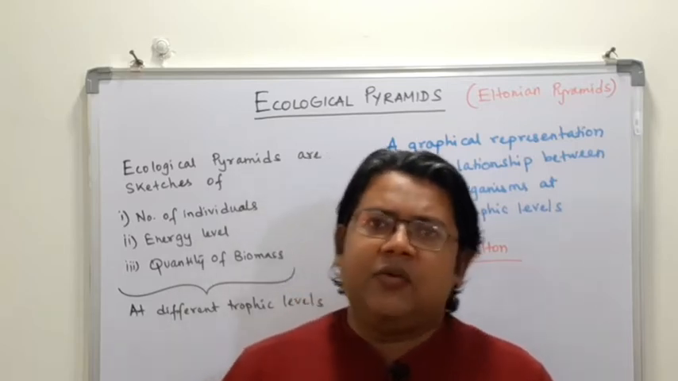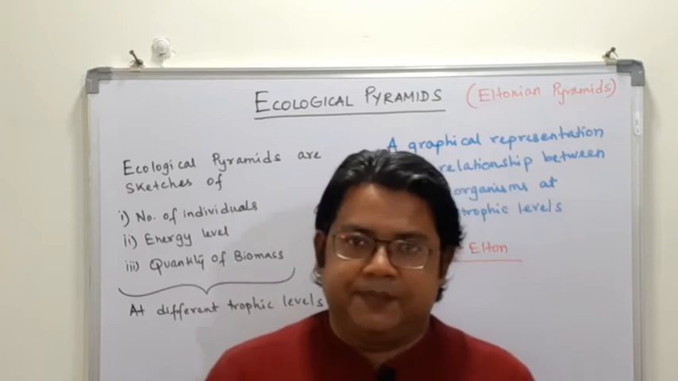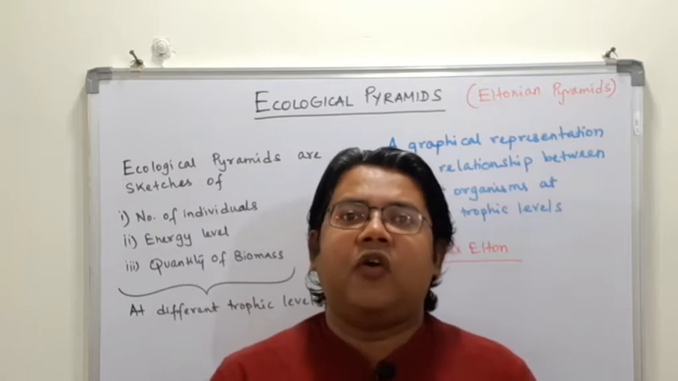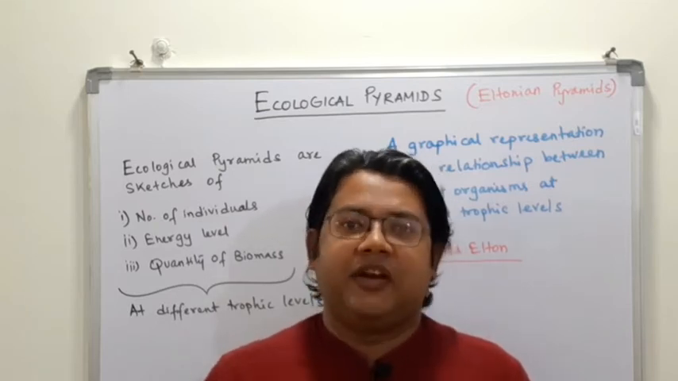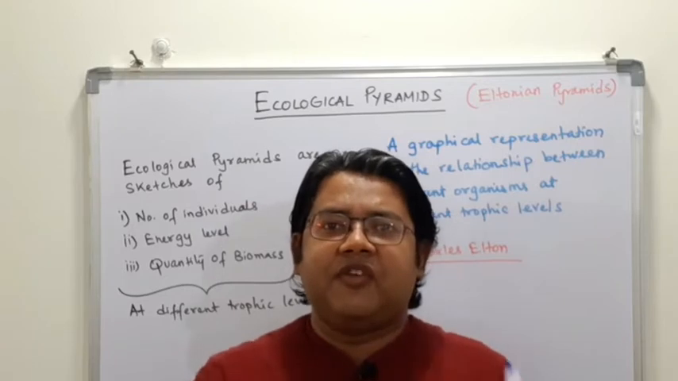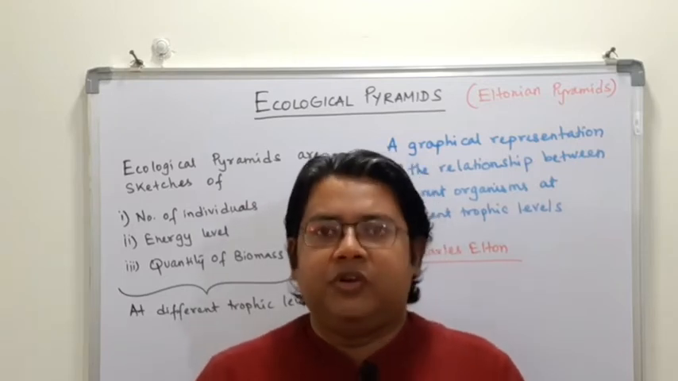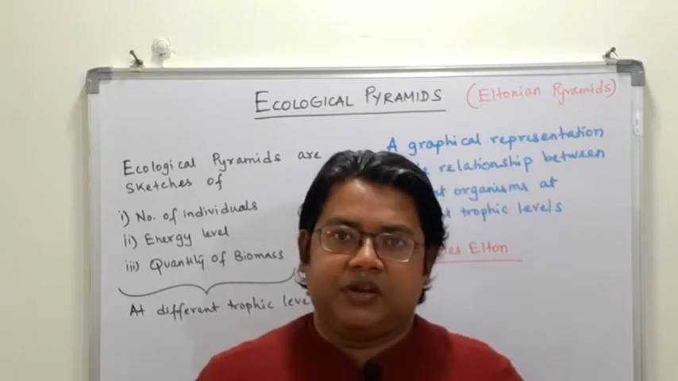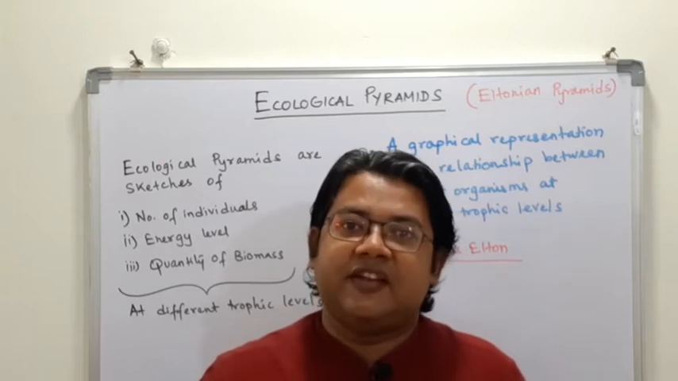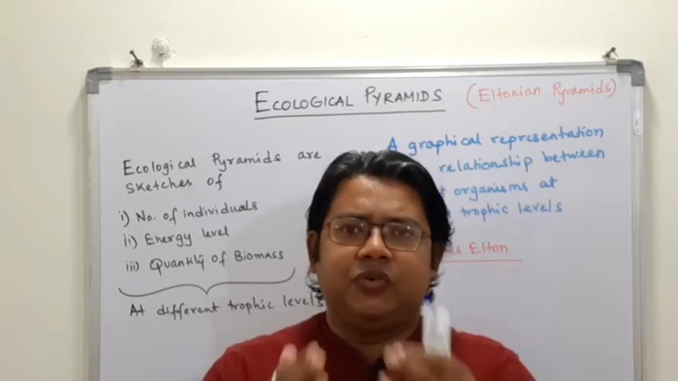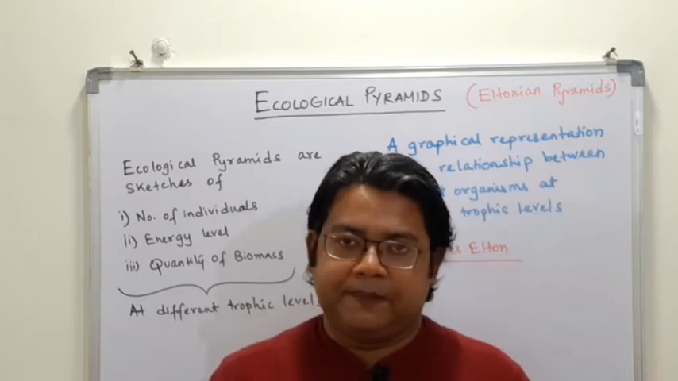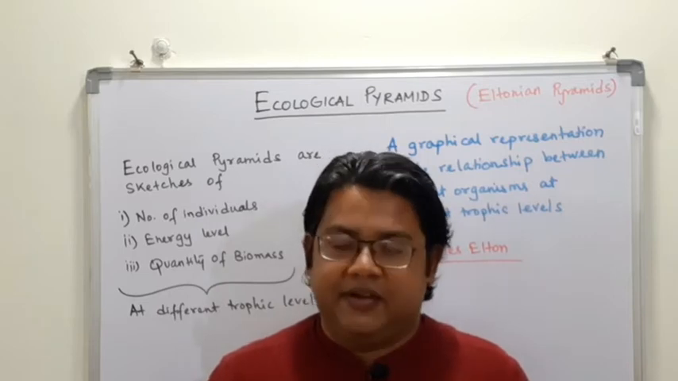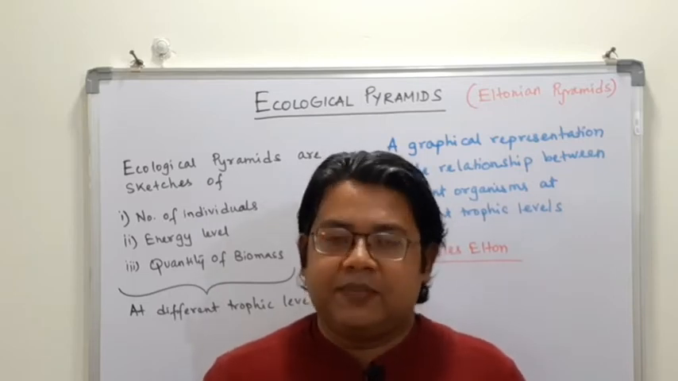Now, let us consider an ecosystem, and suppose you want to take a look at the number of organisms at different trophic levels and you want to make a graphical representation out of it. What you will do? You will count the number of producers, you will count the number of the consumers, the primary consumers, the secondary consumers and the tertiary consumers, and you will make a graphical representation out of it. That graphical representation in the form of a pyramid structure is called an ecological pyramid.